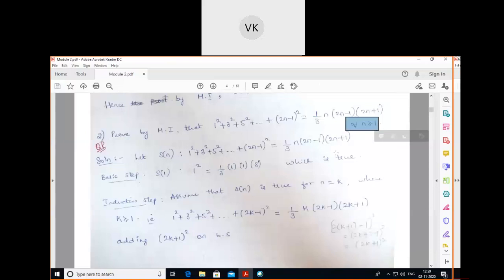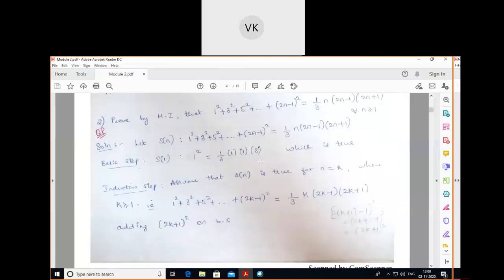The initial value of n is 1, so we are going to show the basic step by using n equal to 1. Yes or no? For n more than or equal to 1, we are going to show the basic step by using the value of n equal to 1 here. Prove by mathematical induction that 1 square plus 3 square plus 5 square and so on, (2n minus 1) raised to 2. This is the LHS, and we have to show it is equal to RHS here.